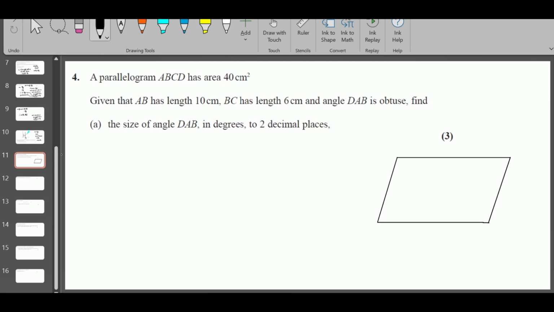AB has length 10, so CD also. Put the points in the same order. BC has length 6. DAB is an obtuse triangle, meaning more than 90 degrees, so it has to be this way. The parallelogram should be like this actually, not this.